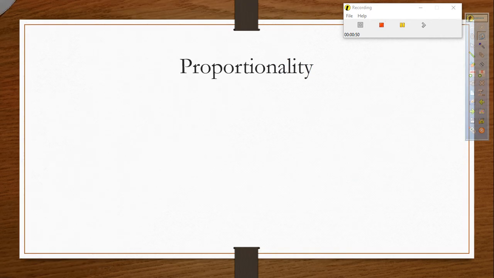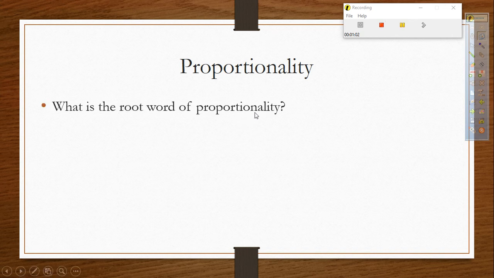So, let's talk about what proportionality is. First of all, what is the root word of proportionality? Well, if you look right here, we have proportion. So, really, what is a proportion? Well, we set up proportions by setting one ratio equal to another ratio. So it looks like a fraction equal to another fraction.